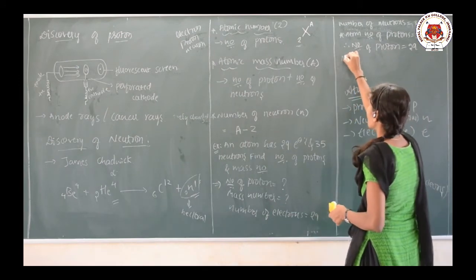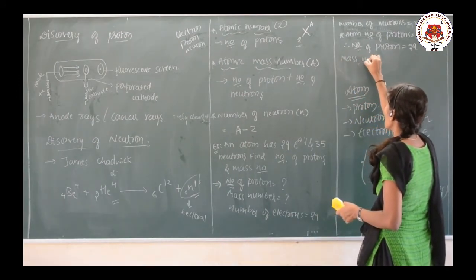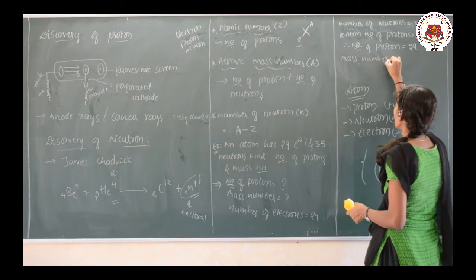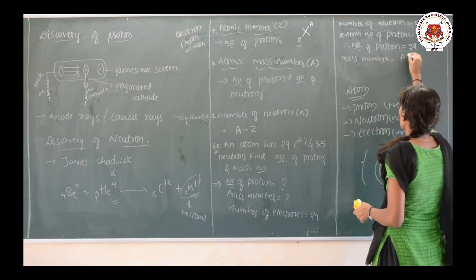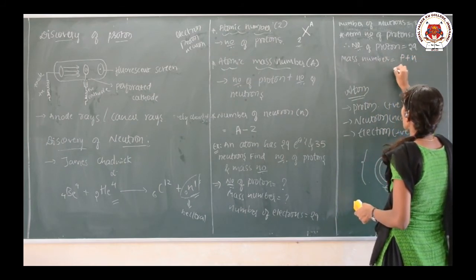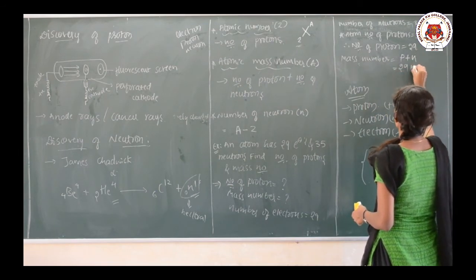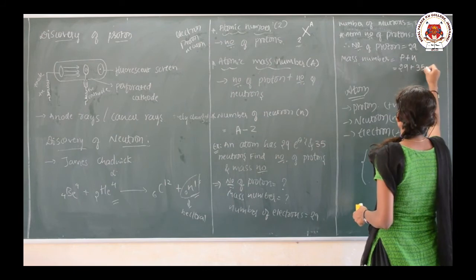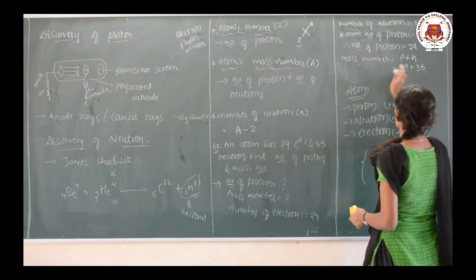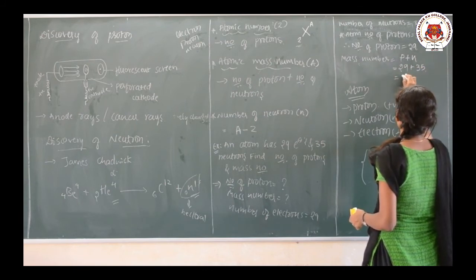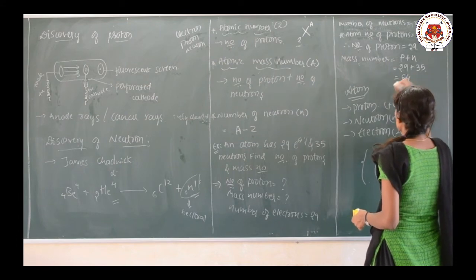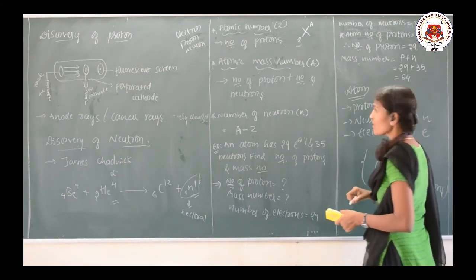Then mass number. Mass number is equal to the sum of the proton and neutron. How many protons are there? 29. And how many neutrons are there? 35. So if you calculate, what will be the mass number? It will be 64.